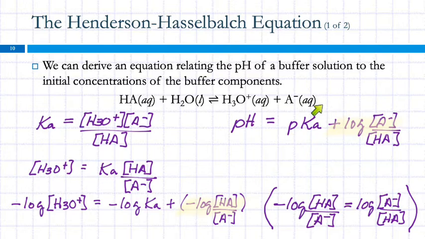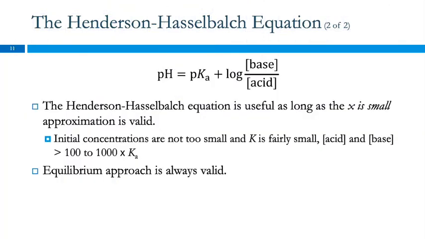So this is one way of writing the Henderson-Hasselbalch equation. The pH is equal to the pKa plus the log of the base concentration over the acid concentration. This equation is useful as long as the x is small approximation is valid.